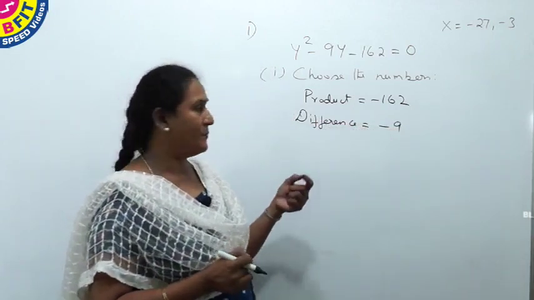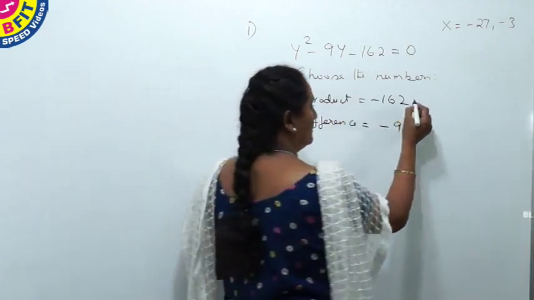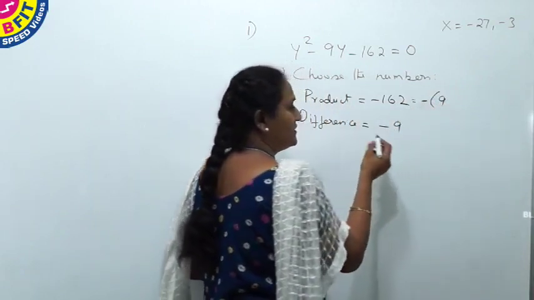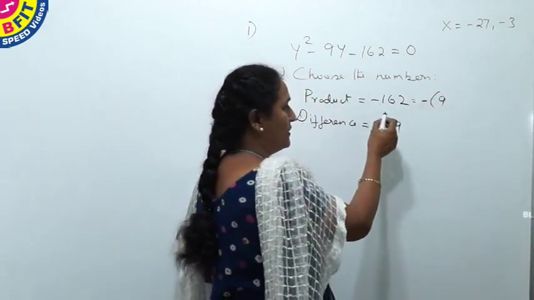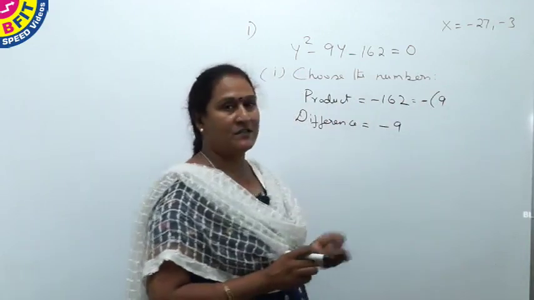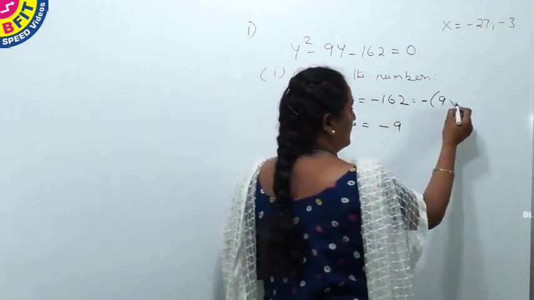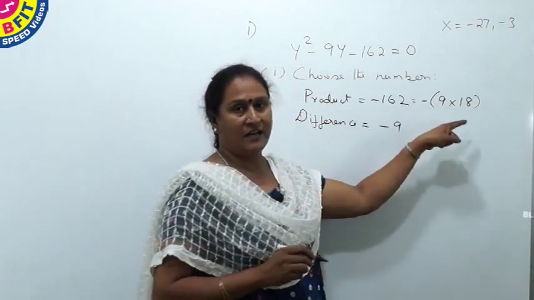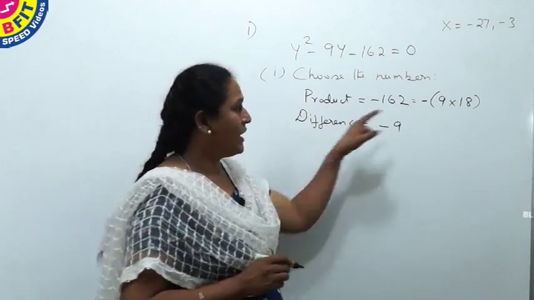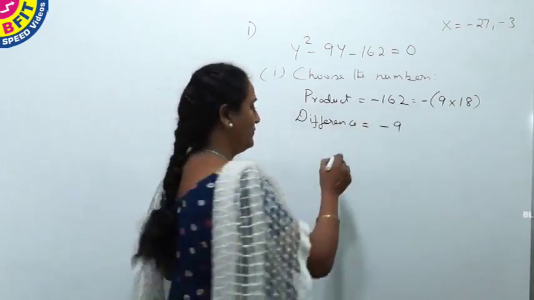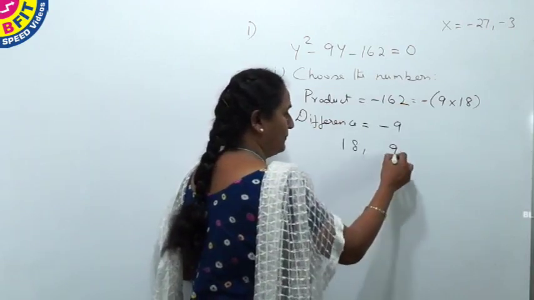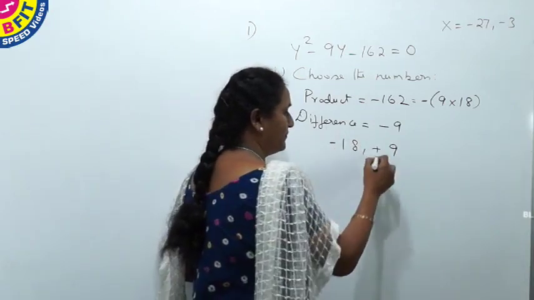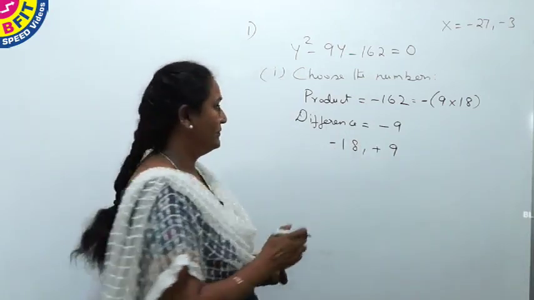Now to find the numbers, we'll split it. Having minus outside the brackets, one factor is 9. This number is divisible by 9. When you take away the factor 9, it is 18. So 9 and 18, when you subtract, you get 9, and the product is the same 162. So the numbers are 18 and 9. As you need minus 9, give minus for the higher number and plus for the smaller number.